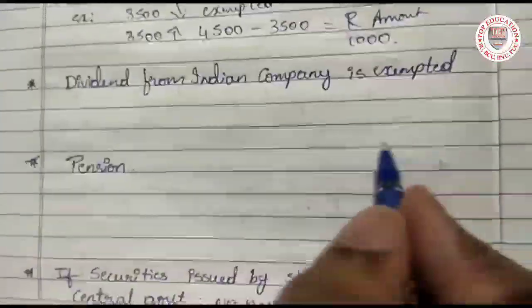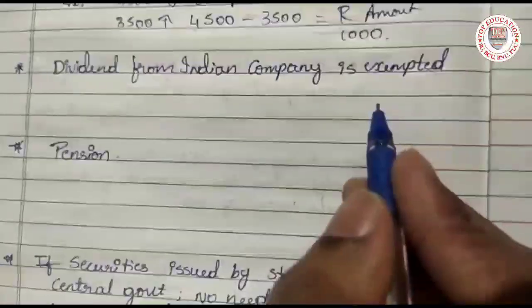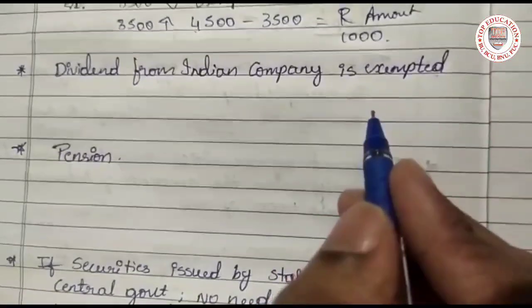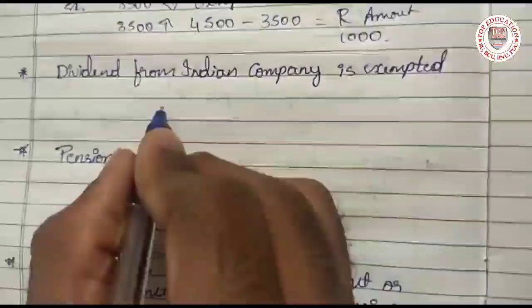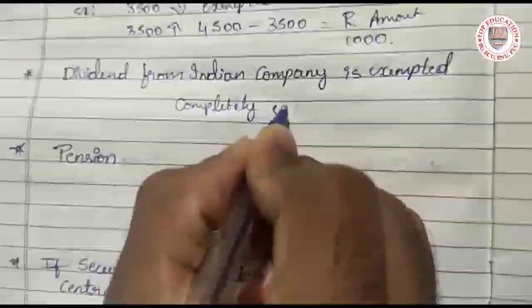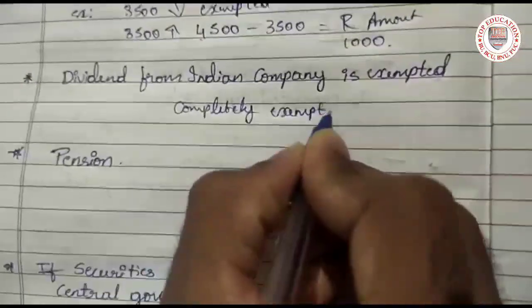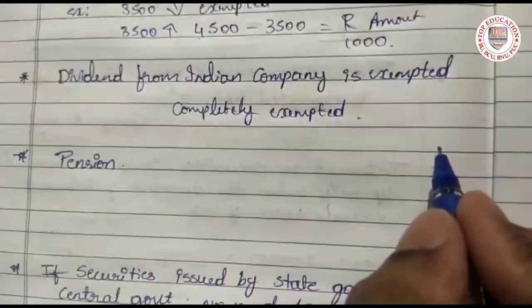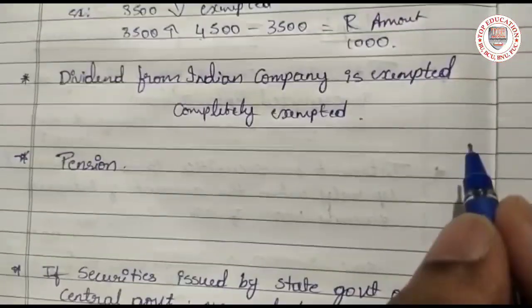Next, dividend from Indian company. As we studied in IT1, the dividend from the Indian company is completely exempted. And the dividend from a foreign company is fully taxable. This we have to remember.